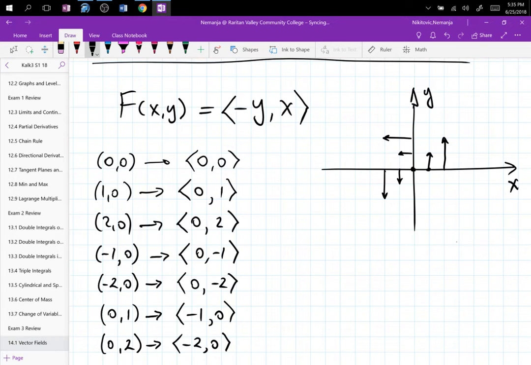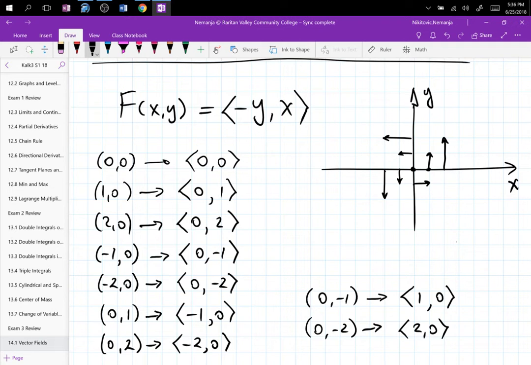And then also, if we choose the negative number, so 0, negative 1, that will give us 1, 0 on a vector, which goes there. And then 0, negative 2 is going to be 2, 0, which goes here.